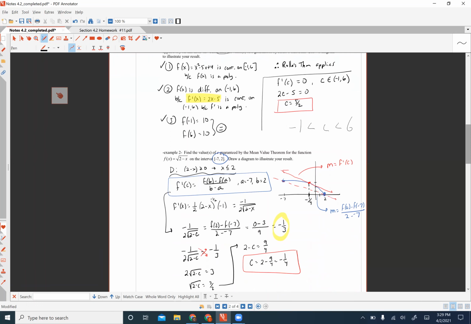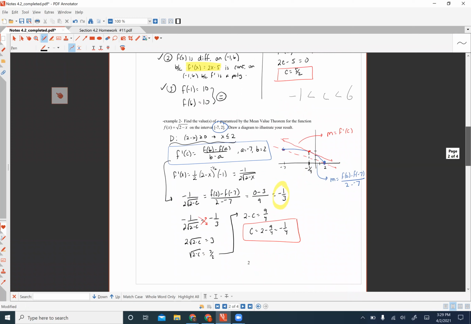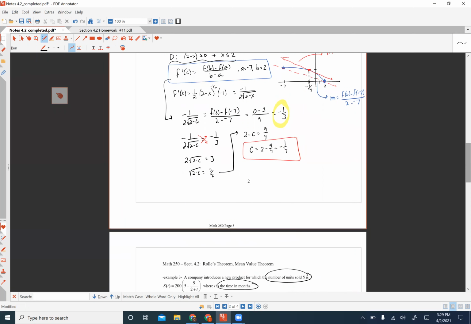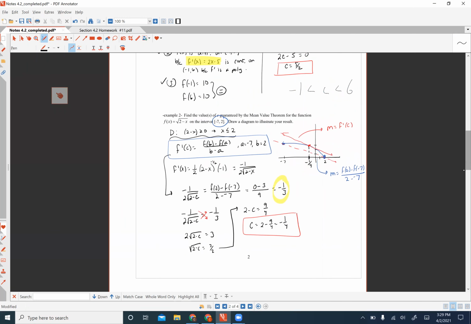Okay, and here's another one now with the mean value theorem. Let's just do this one, and I'm not going to do anything hard. There aren't going to be any word problems with the mean value theorem on the quiz. Okay, so find the values of C guaranteed by the mean value theorem.